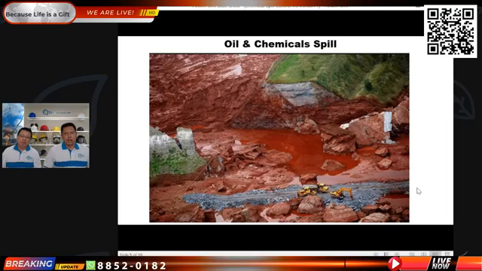If you look at the picture itself, you can imagine how wide the spill is. As I say, this is only an example to show you how serious it is when we have a spill.